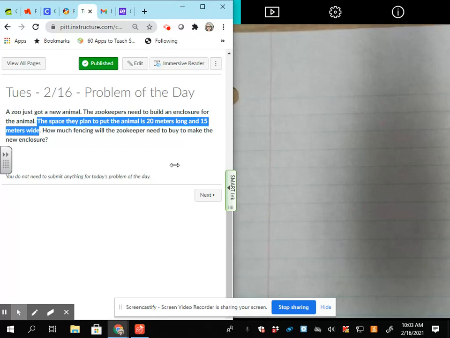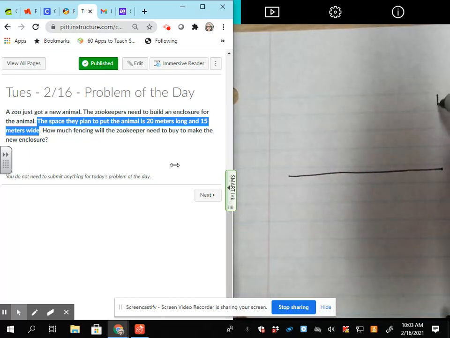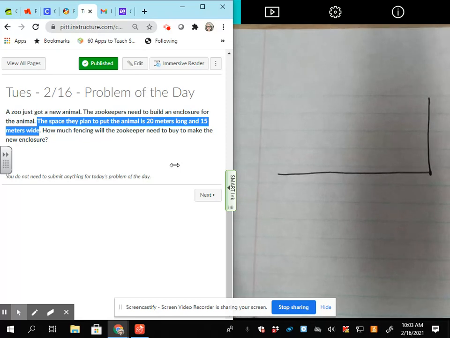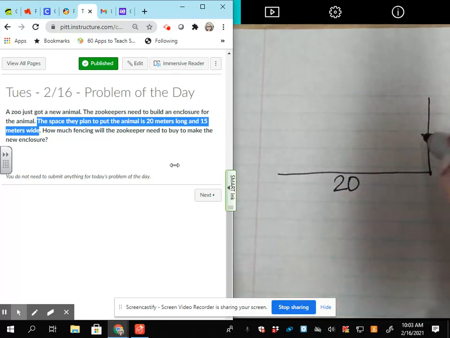It said the space they plan to put the animal is 20 meters long and 15 meters wide. Okay. So I know it's long and then it is wide. All right. It said 20 meters long and it said 15 meters wide.